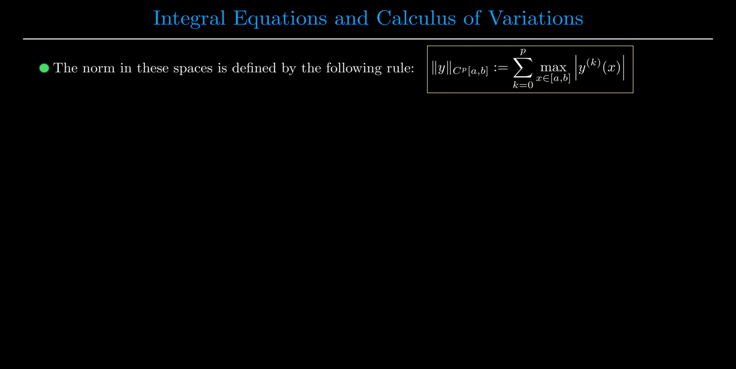Now, we define a norm on these spaces, a way to measure the size of a function. Here, the norm is defined as the Cp norm of y equals the sum from k equals 0 to p of the maximum over x in [a, b] of the absolute value of the kth derivative of y. In other words, we take the maximum absolute value of the function itself, then the maximum of the first derivative, and so on up to the pth derivative, and we add them together.